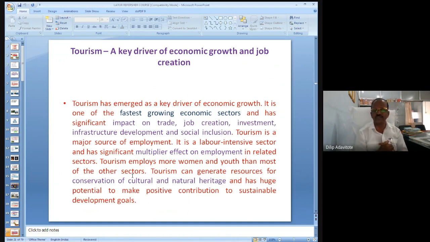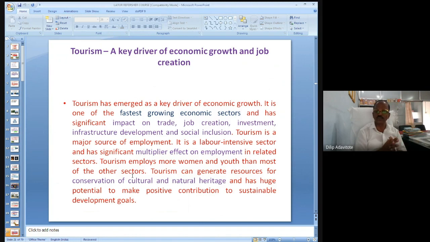As a geographer, we must talk on these issues. How tourism is helping in the investment field, in building infrastructure, social inclusion. These are the areas we have to talk about and explain the importance of these things.